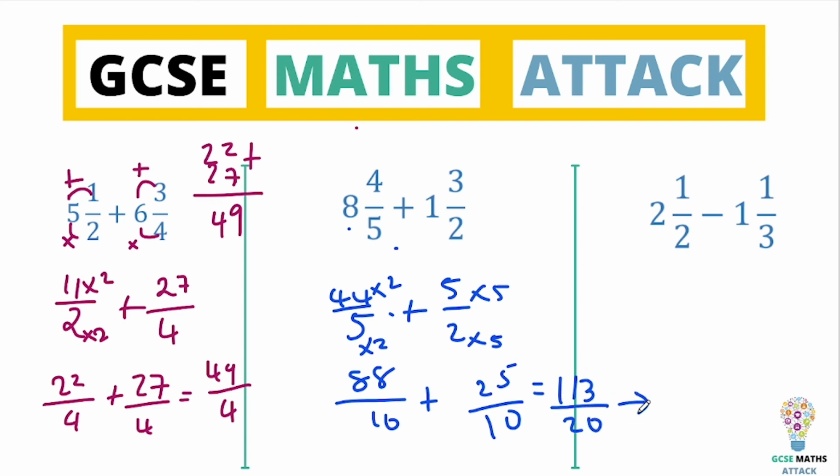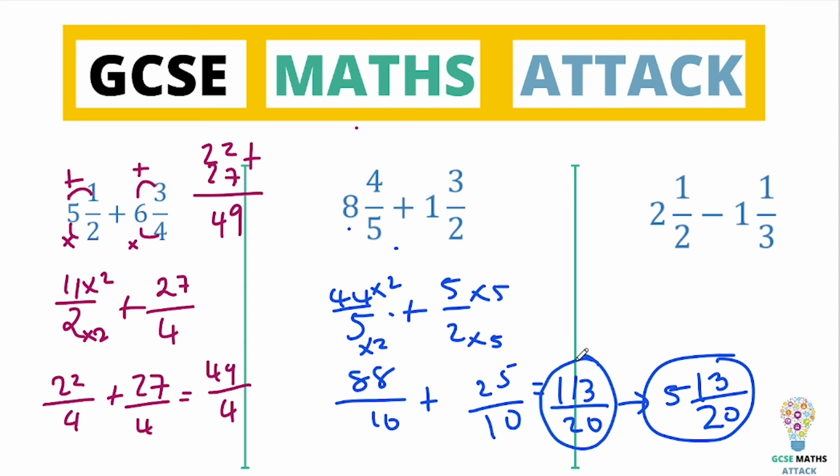I can change that to mixed fractions. How many times does 20 go into 113? That's 5. The 20 stays the same. 5 times 20 is 100, and then you have a remainder of 13. So that would have been your answer. If the exam says change to mixed fraction, that is where I would leave my answer.